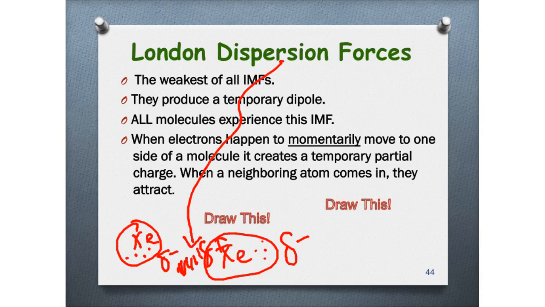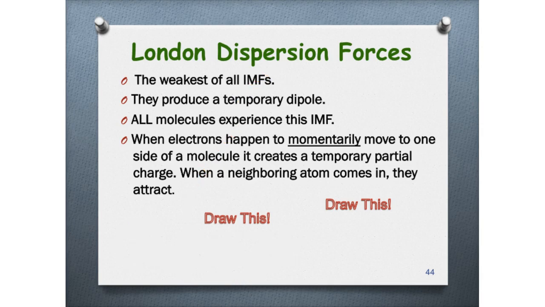It says here, when electrons happen to momentarily move to one side of a molecule, it creates a temporary partial charge. When a neighboring atom comes in, they attract. So that's exactly what I just drew. This is called London dispersion force.